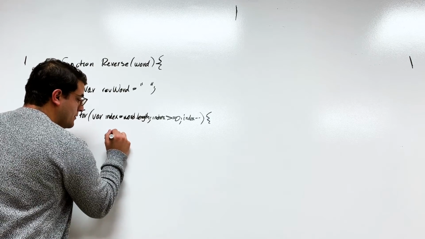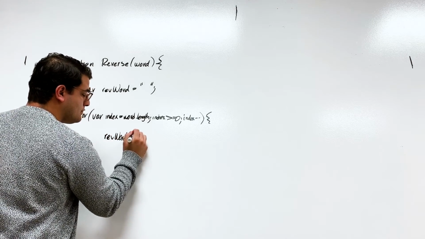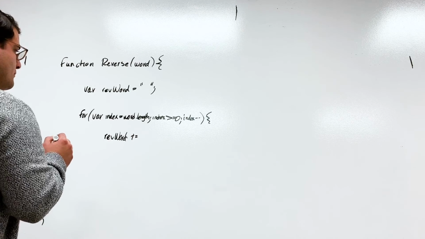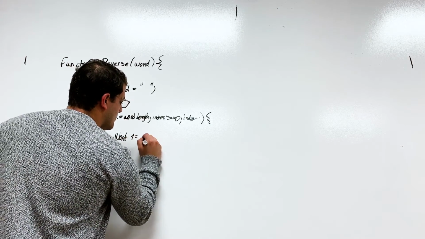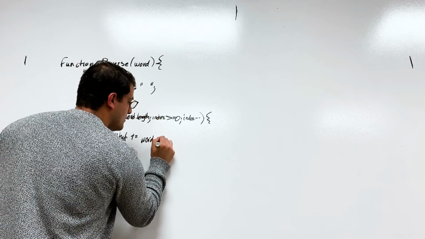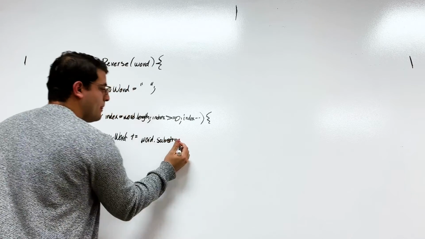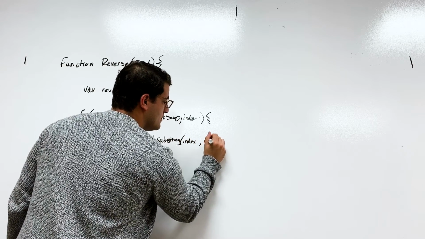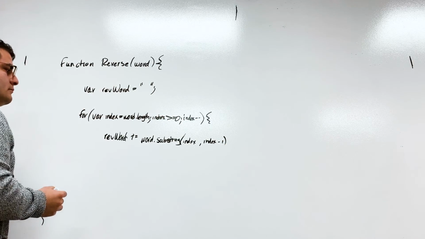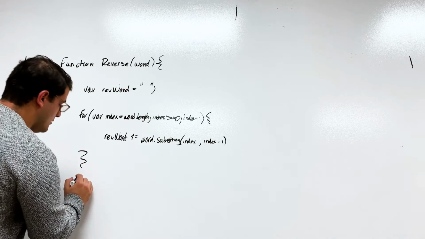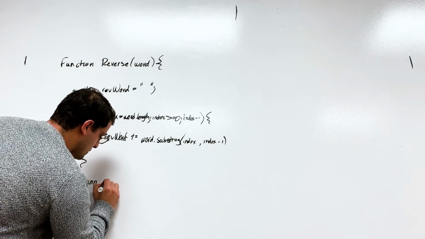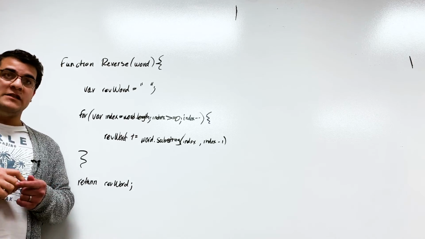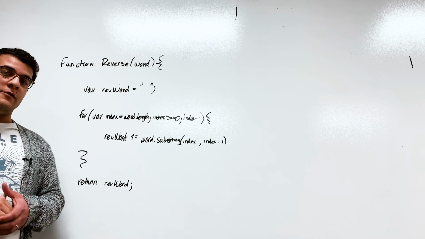So then what we're going to do here is we're going to make revWord plus equal to word, which is our argument, dot substring, and the parameters within our substring will be the index itself and the index minus 1. Close our bracket, and then what we want to return is revWord. So this is a basic example of how we can reverse a string within a for loop.